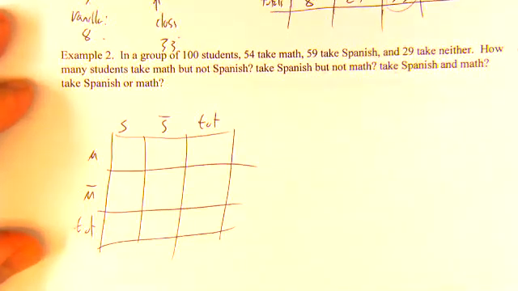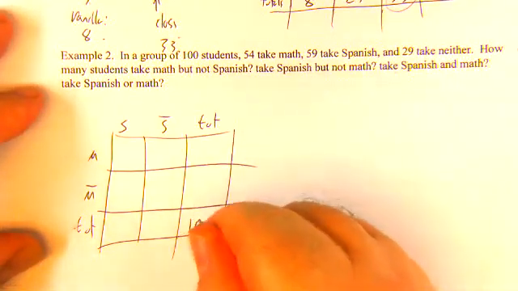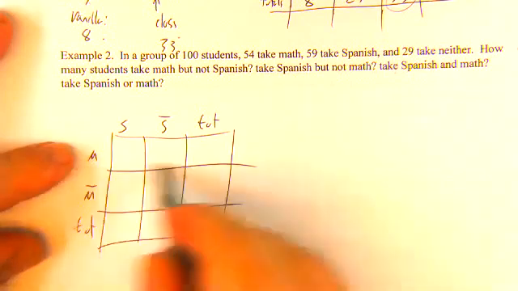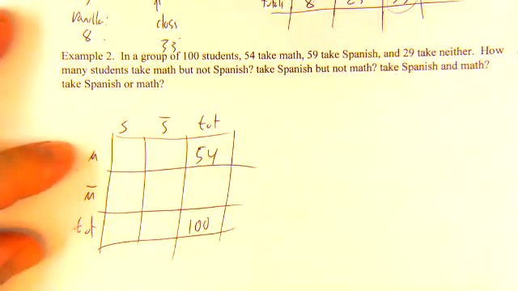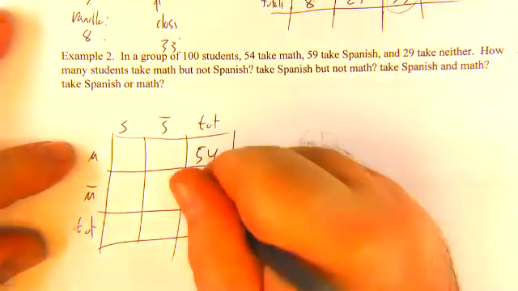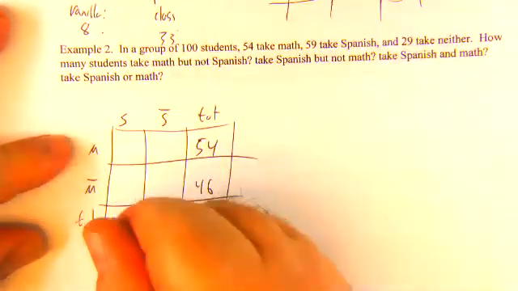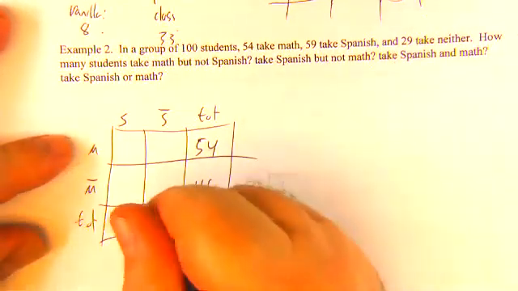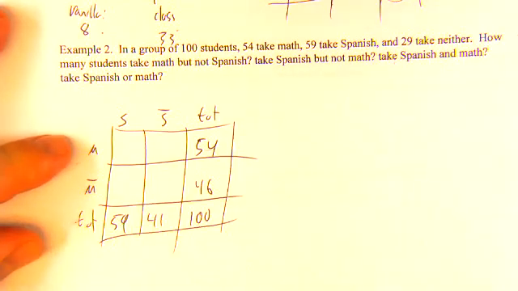So there's my table. 100 students, that goes down here. That's my grand total. 54 students are taking math. How many students are not taking math? Well, it must be 46. 59 are taking Spanish. How many are not taking Spanish? Well, that must be 41 then, because there's 100 students total.